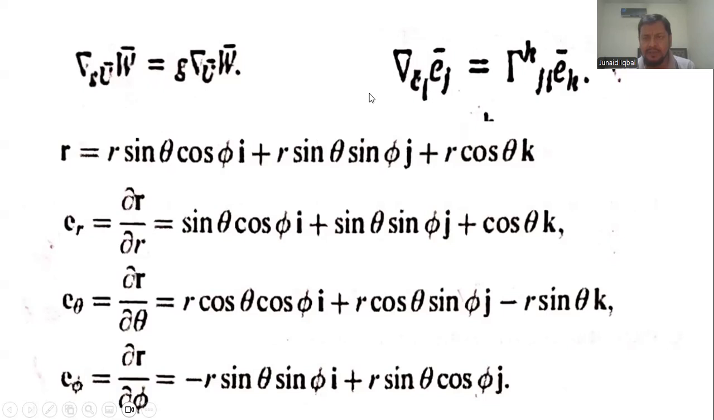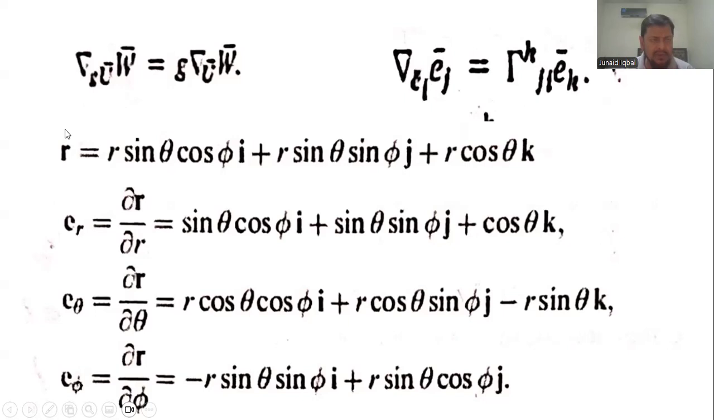Okay, similarly, we have a very important result, the covariant derivative of EJ with respect to the EI vector. The covariant differentiation of the basis vector EJ with respect to the EI vector will be equal to gamma super K JI EK, where these gamma functions, gamma super K JI, are known as Christoffel symbols. This is a very important result, so let us give some explanation of it.